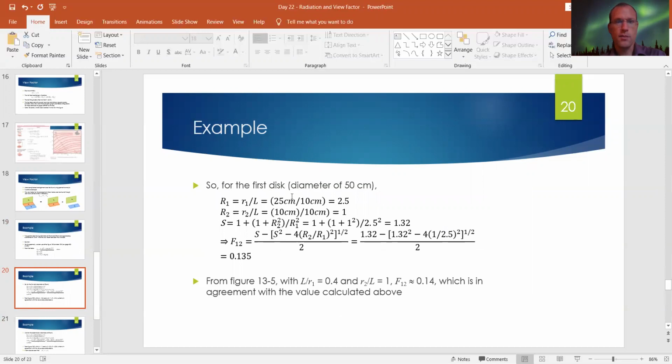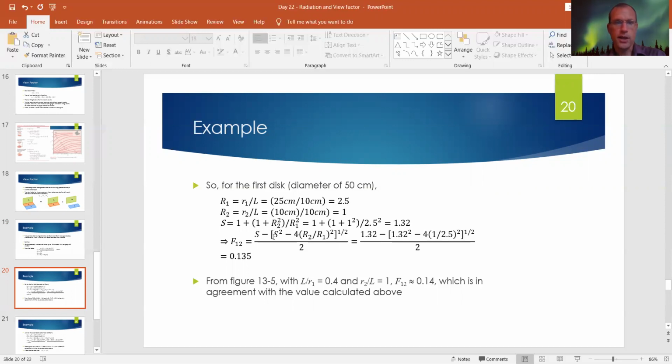So for the first disk, disk of diameter 50 centimeters, that's what I'm calling object 1. So R1 is 25 centimeters over 10 centimeters, radius divided by separation gives me 2.5. R2, again, radius over separation, 10 centimeters over 10 centimeters gives me a 1. And then S, R2 is 1, R1 is 2.5, so plug all that in. 1 plus basically 2 divided by 2.5 squared gives me 1.32.